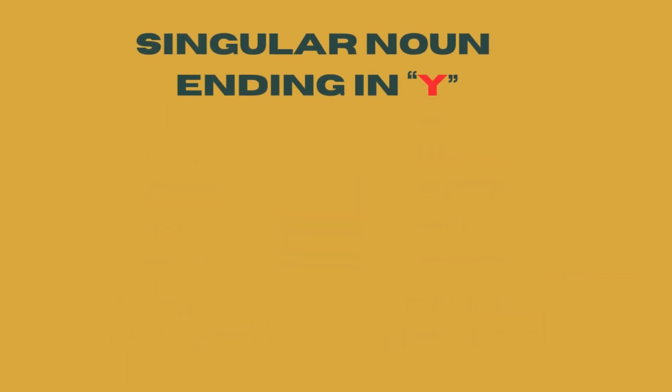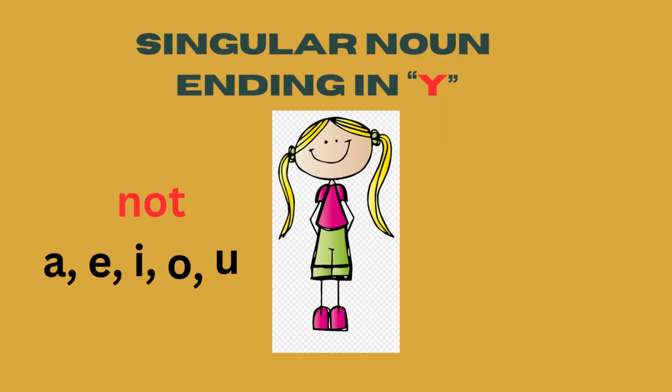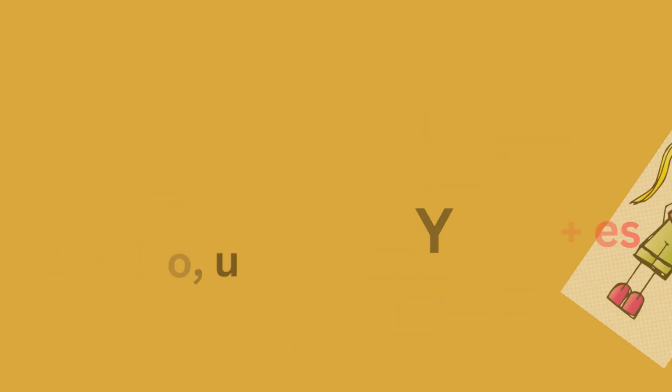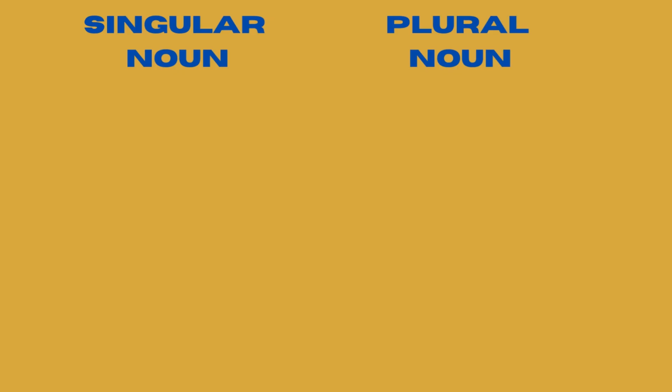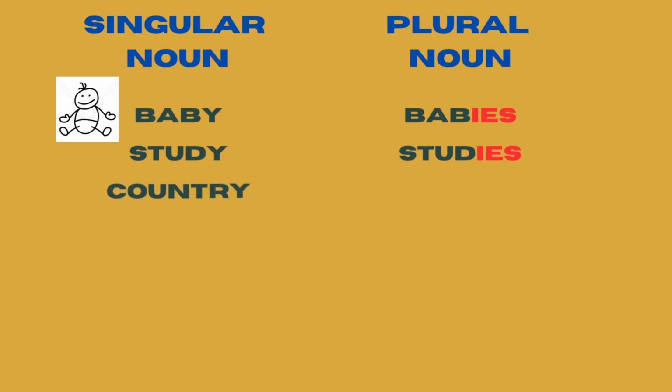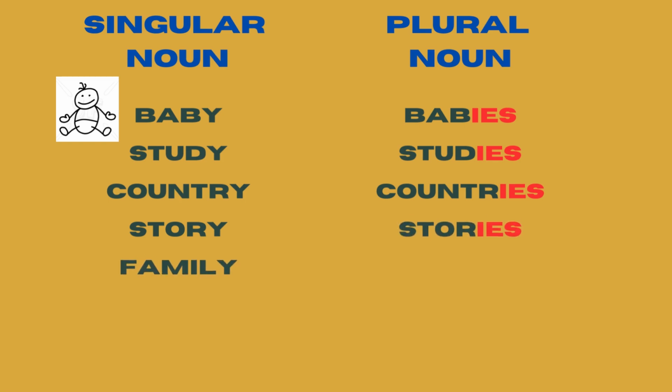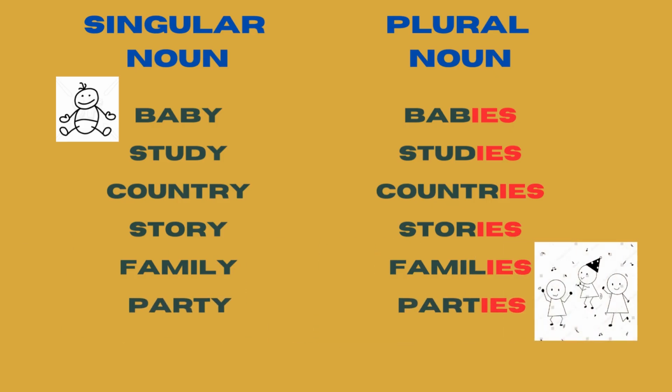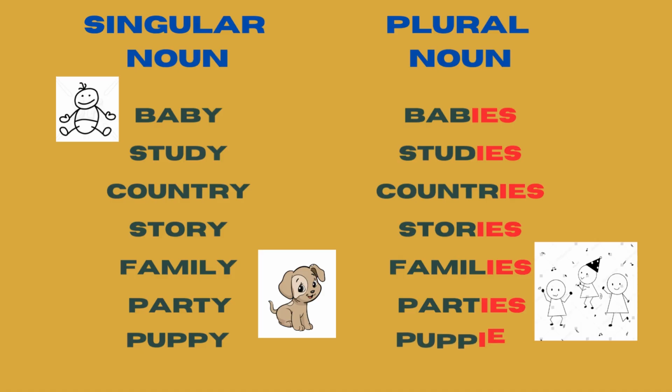Singular noun ending in y. If the letter before y is a consonant, change y to i plus es. Example: baby, babies. Study, studies. Country, countries. Story, stories. Family, families. Party, parties. Puppy, puppies.